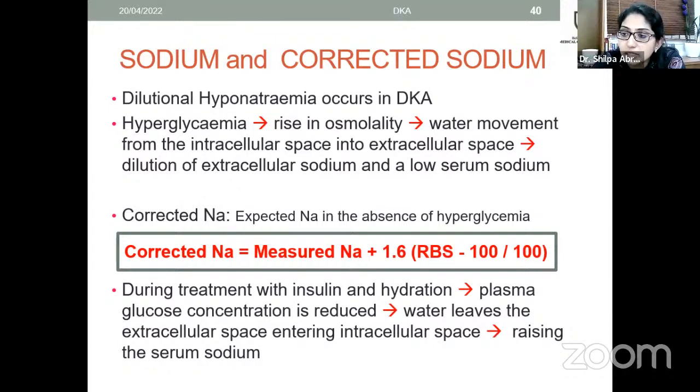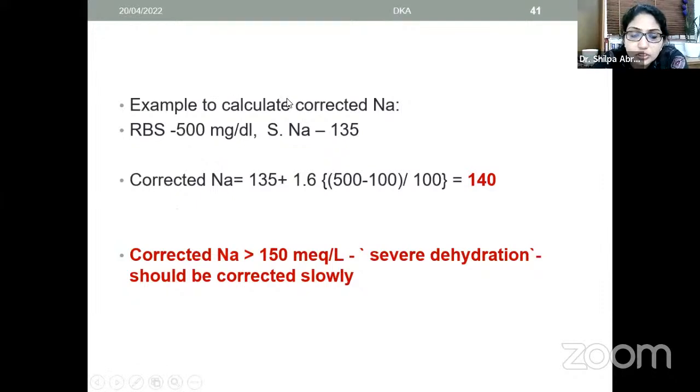So what are we expecting in the course of DKA correction? You are expecting that your uncorrected sodium, that is your measured sodium, will go up slowly. That is what you're expecting with your correction of DKA. Okay, so this is an example to calculate corrected sodium. Example: RBS is 500, sodium is 135.